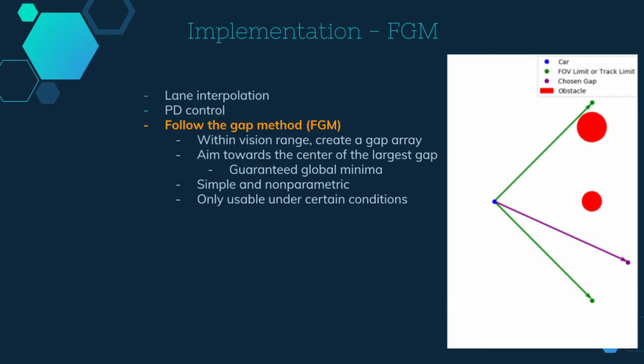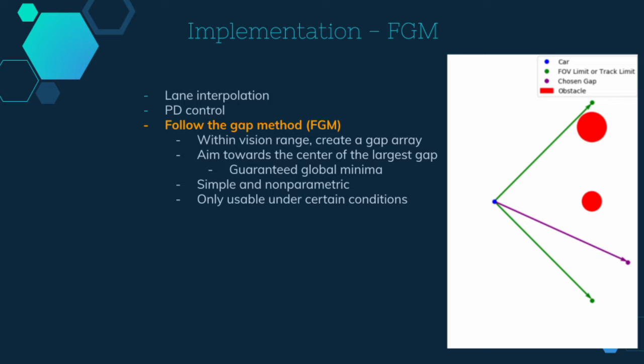For example, when avoiding a close stationary object at highway speed. In order to be as safe as possible at high speeds, we used a combination of methods. We implemented a PD steering controller, a track interpolation scheme, and an obstacle avoidance algorithm known as Follow the Gap. This algorithm will be the primary subject of this video.